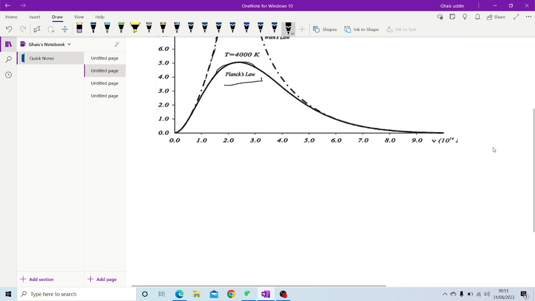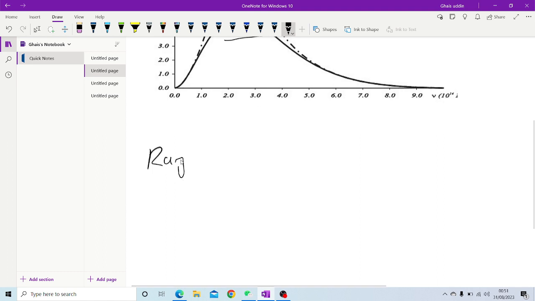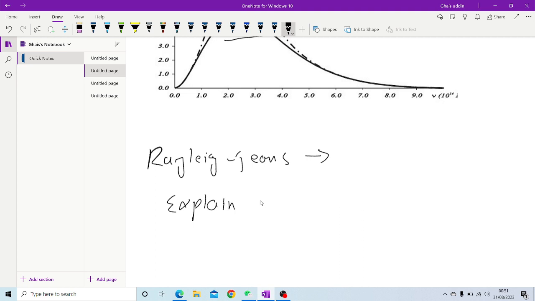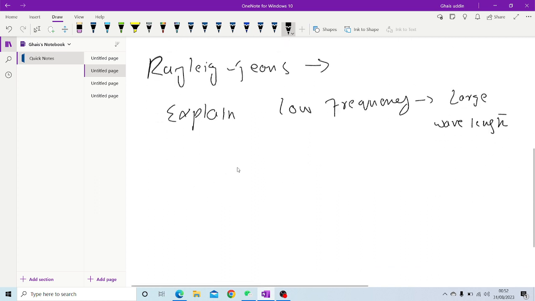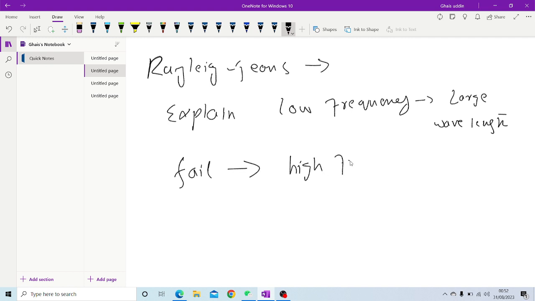I can write this down here. Rayleigh-Jeans explain low frequency, which means large wavelength, and we can also say that the Rayleigh-Jeans fail to explain the high frequency, which means short wavelength.